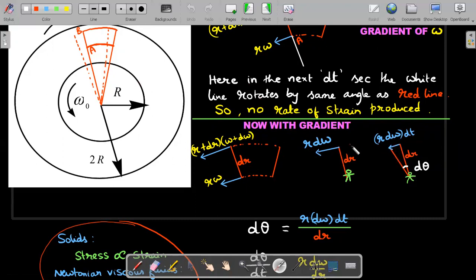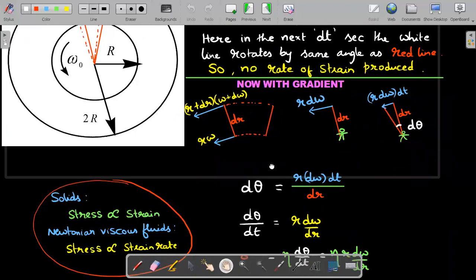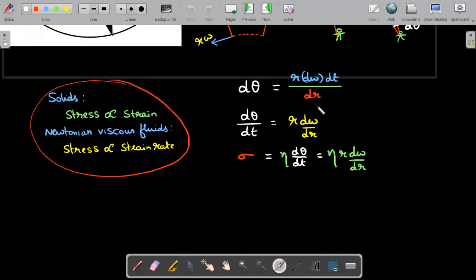So after dt seconds, you could say this point just moves this way with the relative velocity multiplied by dt. And this angle is called the change in that particular angle, or this will cause the rate of strain that we are looking forward to. Okay, so simple, again, simple triangle, angle is equal to opposite by adjacent, which I wrote here, right? You could see that. And therefore d theta by dt, which we require as the strain rate, now simply spits out r into d omega by dr.